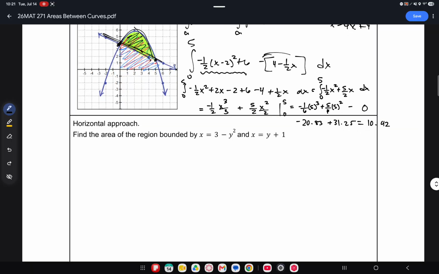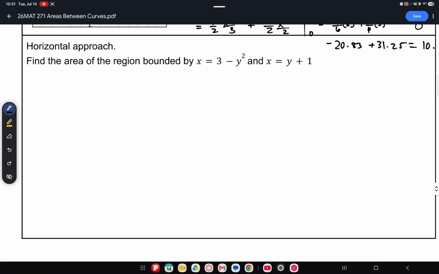So let's do a horizontal approach here. So find the area of the region bounded by x equals 3 minus y squared and x equals y plus 1. So I could graph that. So I can see what that looks like. You know what? Let's go ahead and do that.